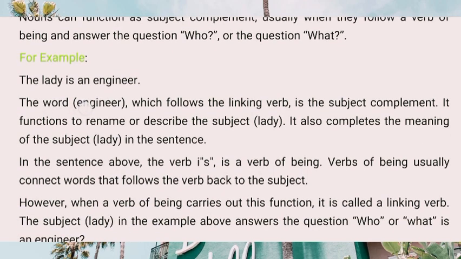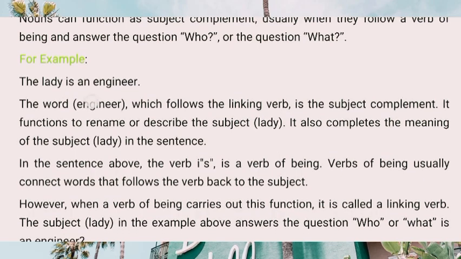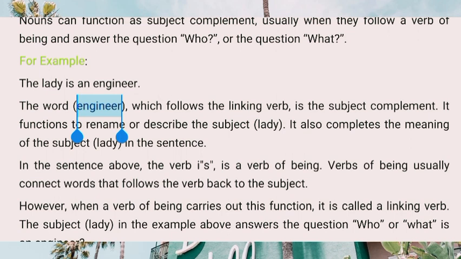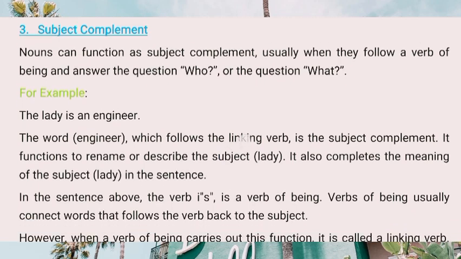The lady is an engineer. The lady is the subject of the sentence. Here in this sentence, they are not telling you that the lady has carried out any action against anything, but they are giving you more information about the lady, who is the subject of the sentence. So the word engineer is complimenting the lady. That is to say, it is telling you more about the subject.